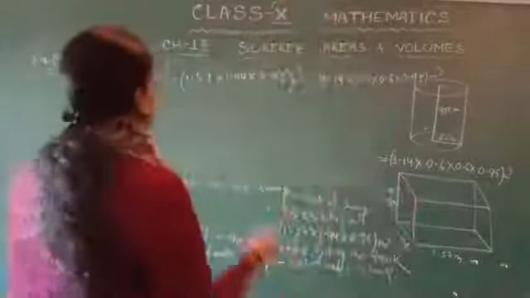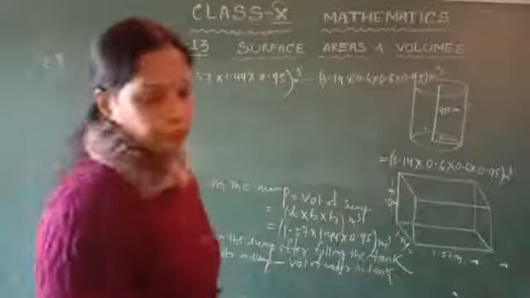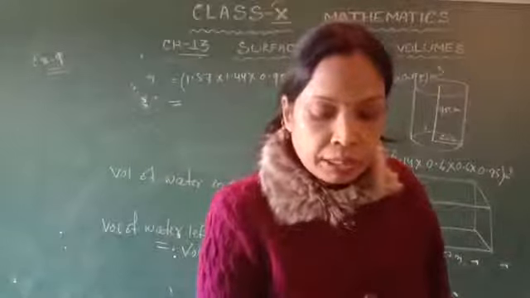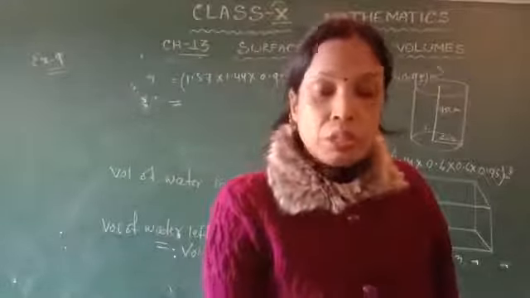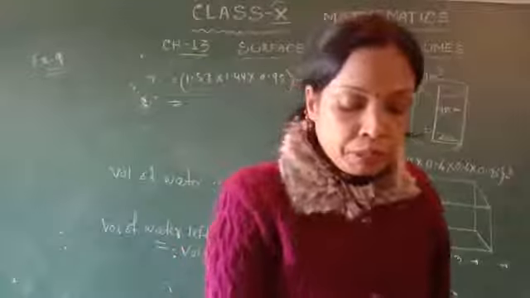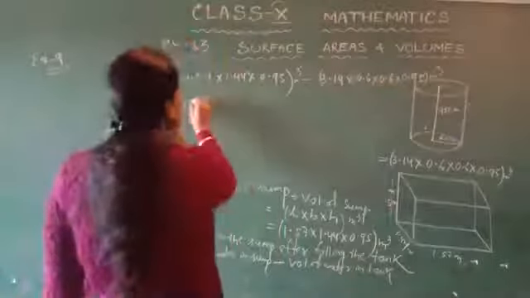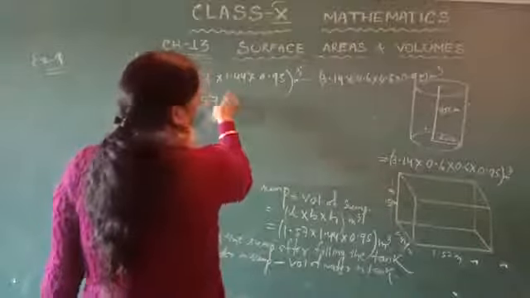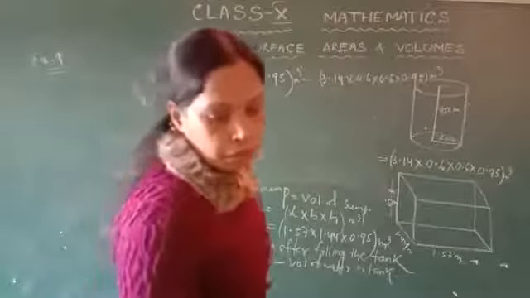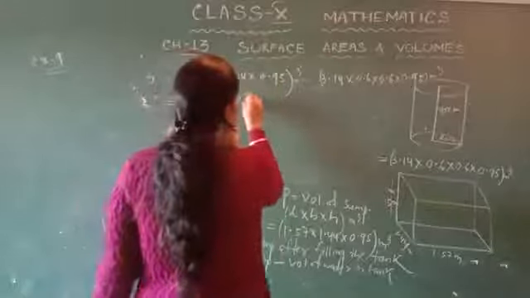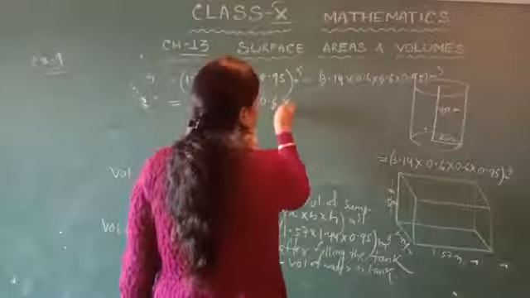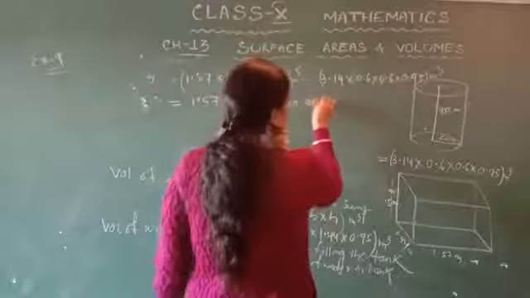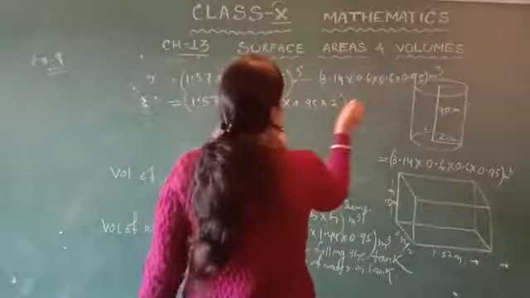So that is equal to 1.57 into 0.6 into 0.6 into 0.95 into 2 meter cube, when we multiply and subtract.